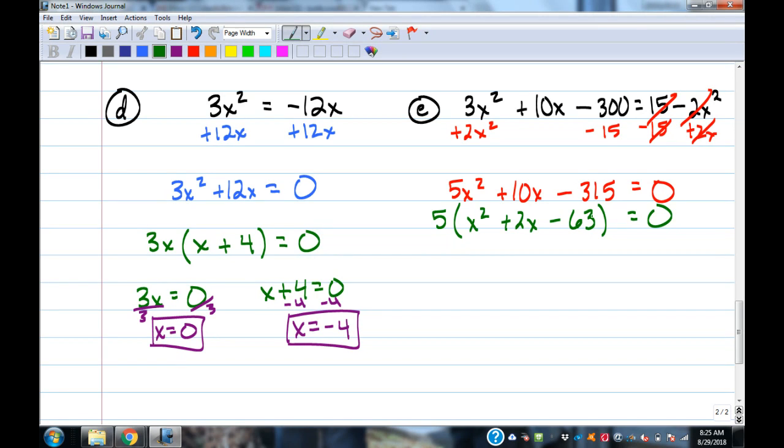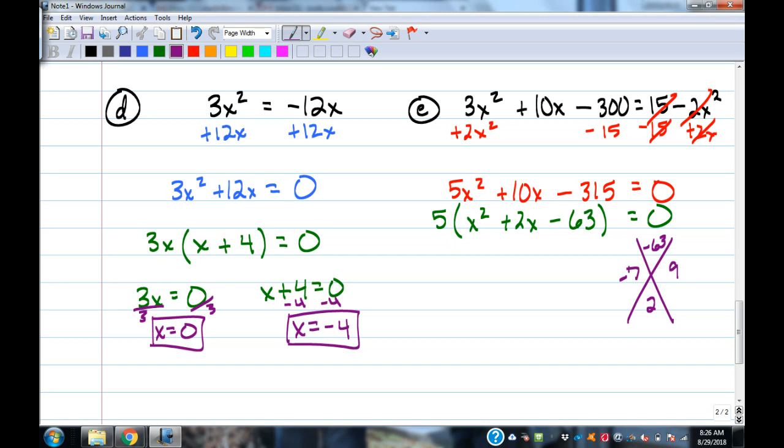Will the part in parentheses factor further? It's a trinomial, so we've got to try to do it with what method? X method. So we're looking for negative 63, add to be 2. 7 and 9. Which one did you say was negative? Negative 7. So that it would add to be positive 2.